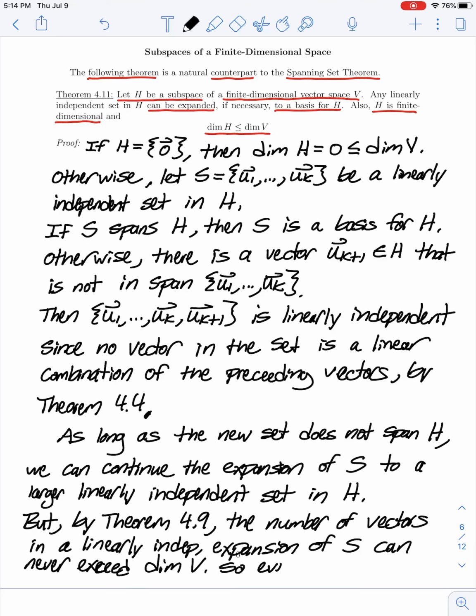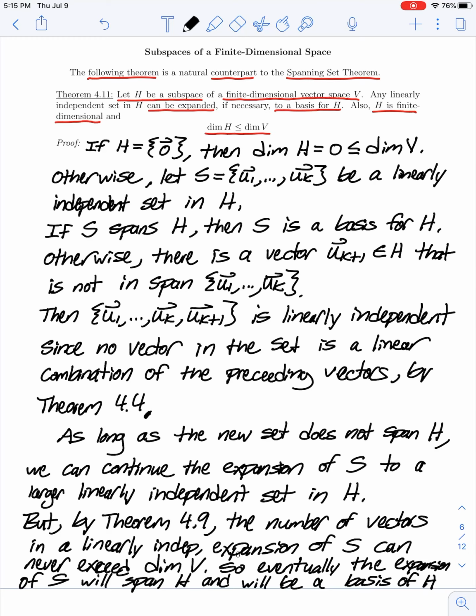So we can say eventually the expansion of our set S will span the subspace H and will be a basis of H. And the dimension of this subspace H must be less than or equal to the dimension of V as guaranteed by Theorem 4.9. All right. So we've established this result.